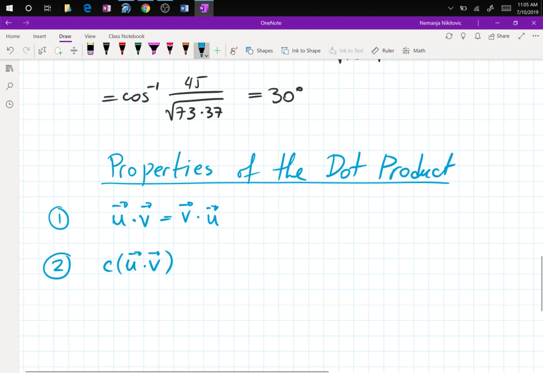And then we have c u dot v, so c is a constant, right? There is no arrow up on top of it. So this is going to be the associative property. We can associate c to u and then dot v, or we can associate c to v and then dot it into u.